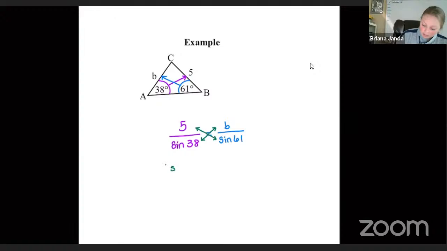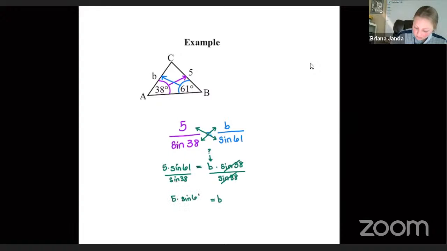So we would end up with 5 times the sine of 61 will equal B times the sine of 38. And then trying to solve this, B is our unknown. Here's our question mark that we're trying to solve for. And it's right now B times the sine of 38. And so we would divide by the sine of 38 on both sides. And our sine of 38 would simplify with itself on that side, and we would find out that B is going to equal whatever 5 times the sine of 61 divided by the sine of 38 ends up being.